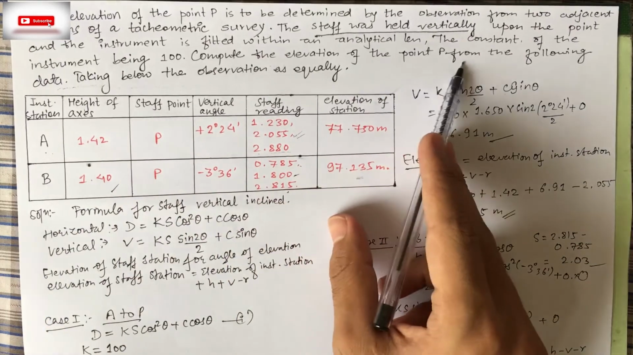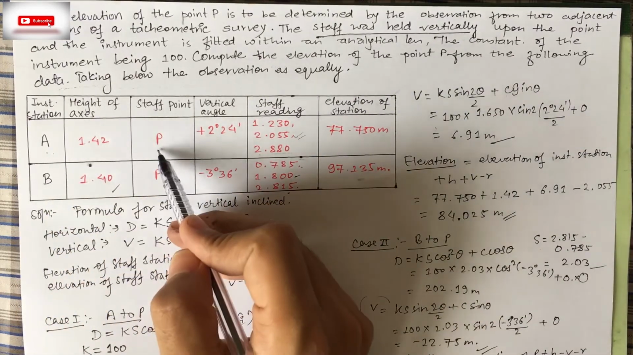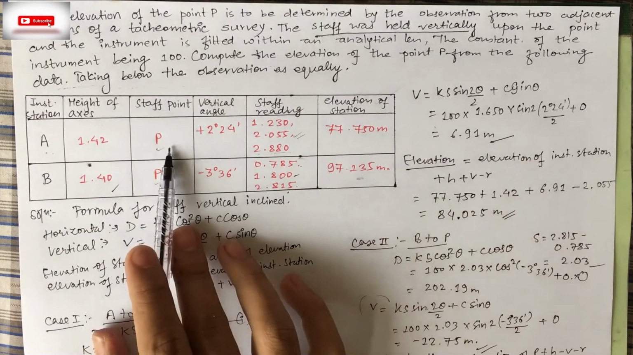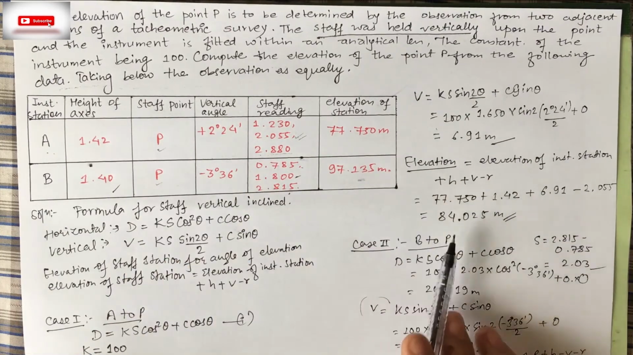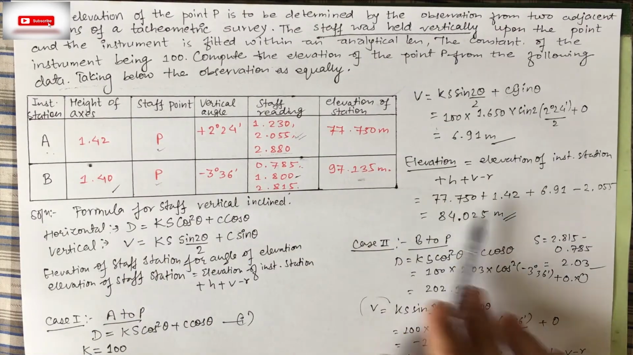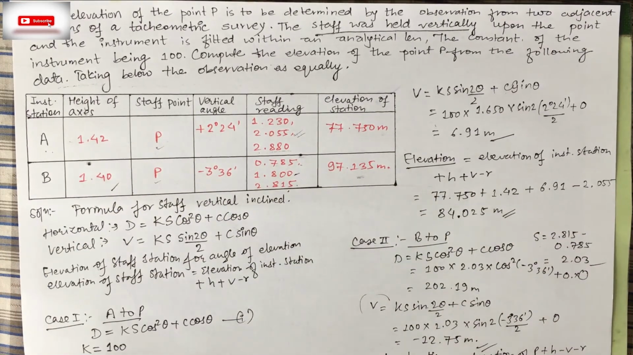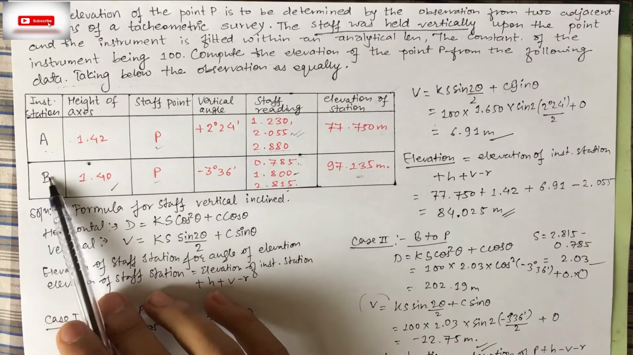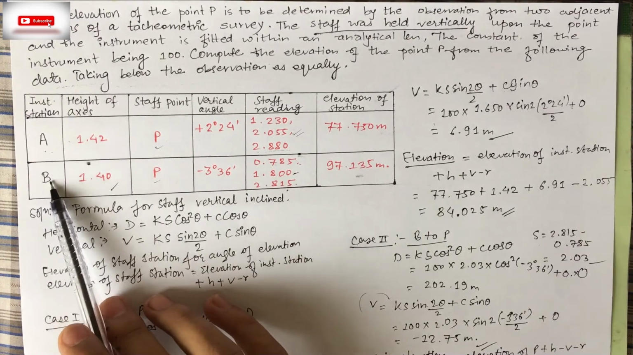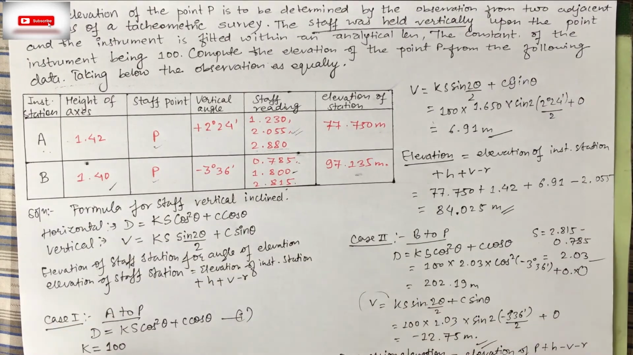Okay friends, we have found the elevation of the point P from the following data. We have found this elevation. So for this, our elevation is 84.025 meter in the given conditions. Similarly, for station B, with the instrument at station B, we got the depression elevation, which is 109.485 meter.